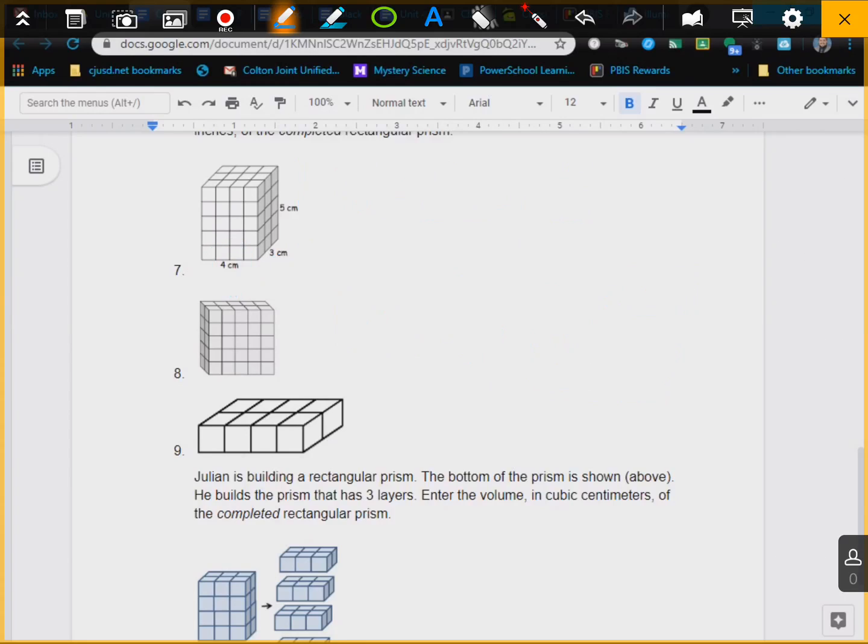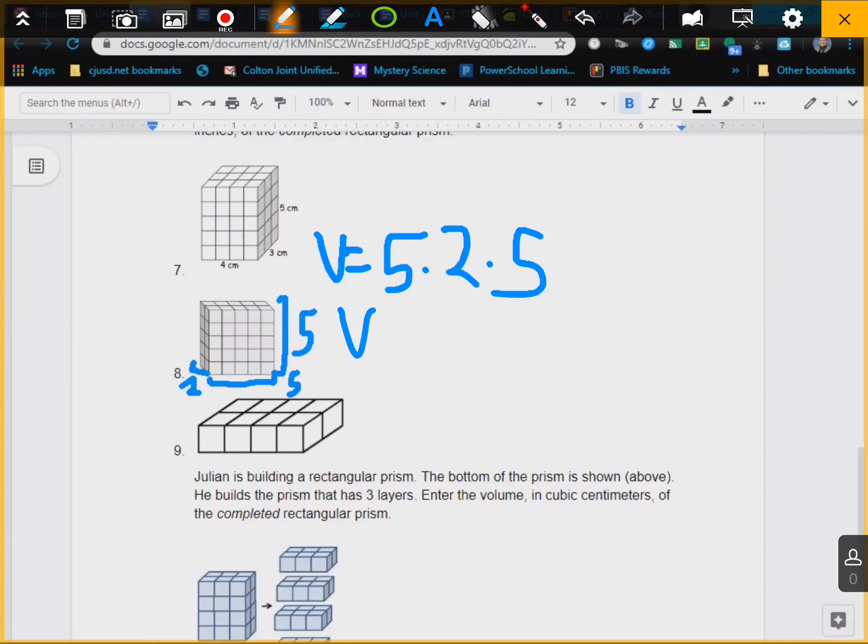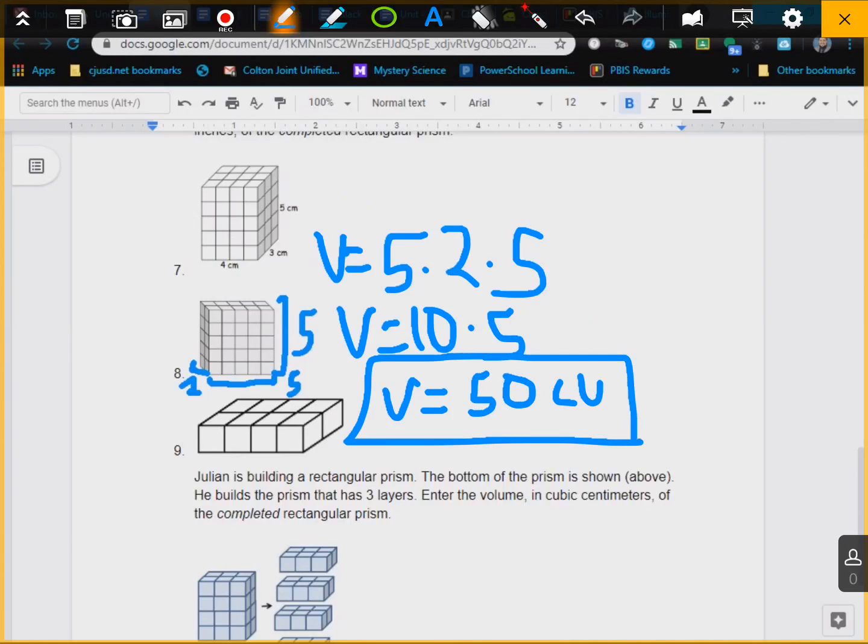Number 8. Let's go ahead and count how many are from here to here. 1, 2, 3, 4, 5. The width looks like there's 2. Yep, and the height is going to be 1, 2, 3, 4, 5 as well. So the volume is going to be 5 times 2 times 5. Okay? 5 times 2 is 10, and 10 times 5 is 50 cubic units.